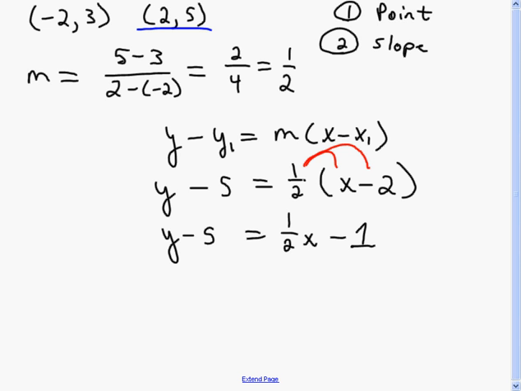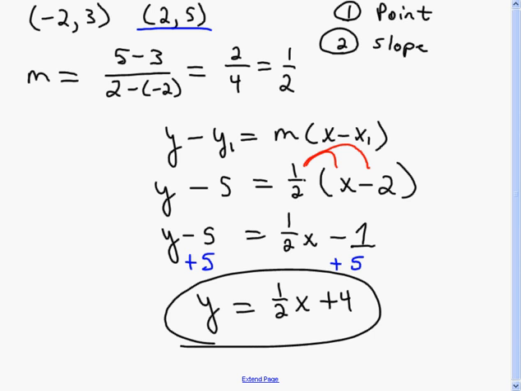So 1/2 times -2 gives me -1. And then I'm going to add 5 to both sides, because again, my goal is to solve this for y. So I'm going to add 5, I'm going to add 5. And that's going to give me that y is equal to 1/2 times x. And then -1 plus 5 will give me +4. There's my final answer there: y equal to 1/2 x plus 4.